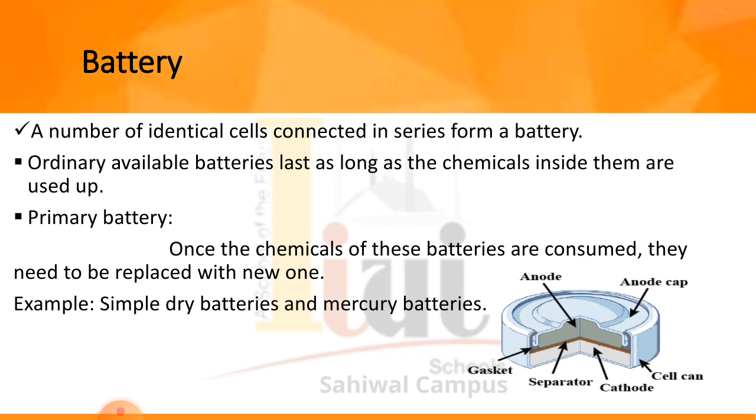Now you can see a picture of a mercury battery that has an anode and cathode separated by a separator layer. A gasket, an anode cap, and a cell can are also shown in this picture.